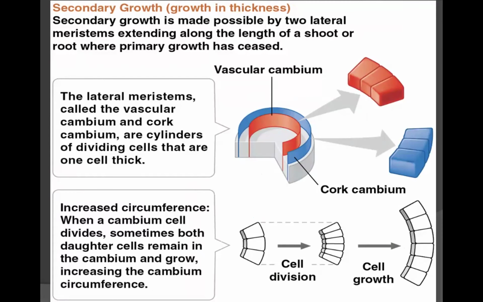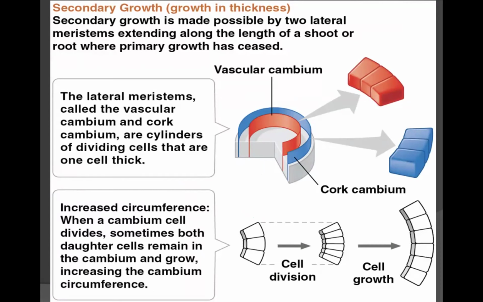This slide depicts the process of secondary growth in plants. Secondary growth is made possible by two lateral meristems. These meristems will extend along the entire length of the shoot or root. Secondary growth occurs when primary growth has ceased. These lateral meristems are called the vascular cambium as well as the cork cambium.